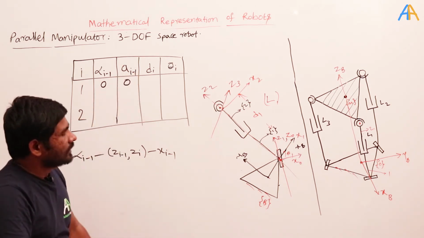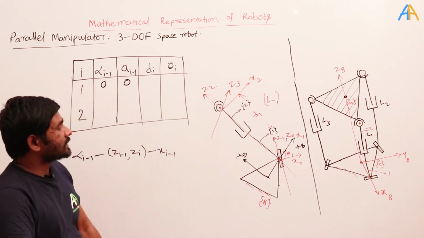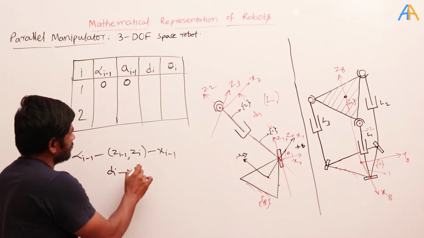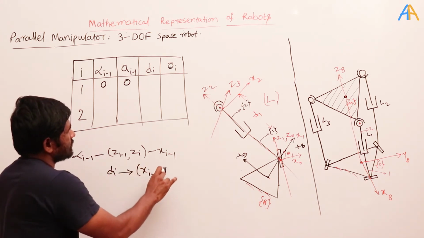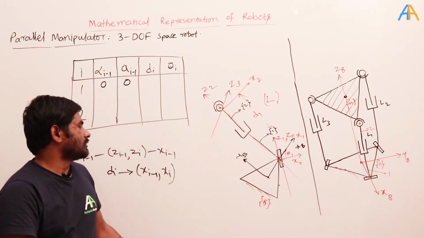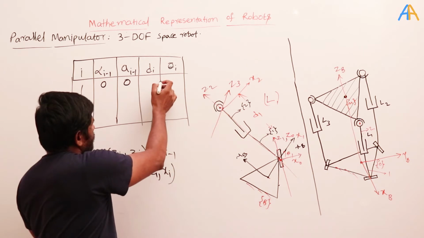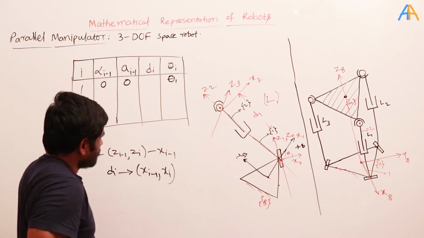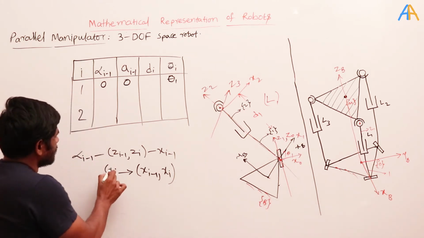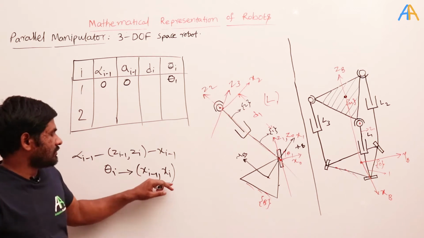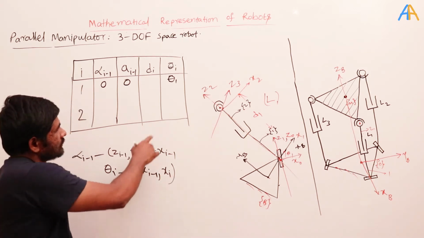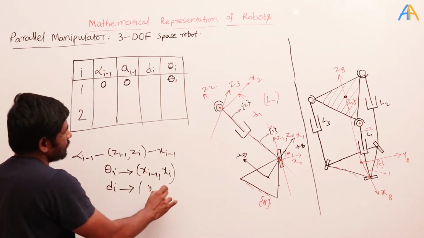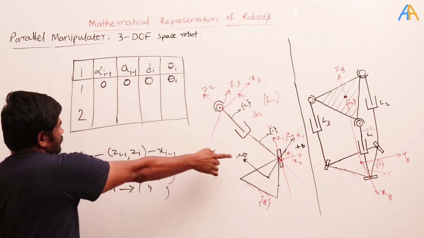And what is theta i? Theta i is the angle between x i minus 1 and x i. So if I substitute i equal to 1, then x0 and x1. So first I will write the angle, that is theta 1, the angle between these two. Sorry, this is not the angle, this is the distance. Sorry. So theta i is the angle between x i minus 1 and x i, and d i is the distance between these two. So the distance between these two is 0. Why? Because those two are intersecting there.